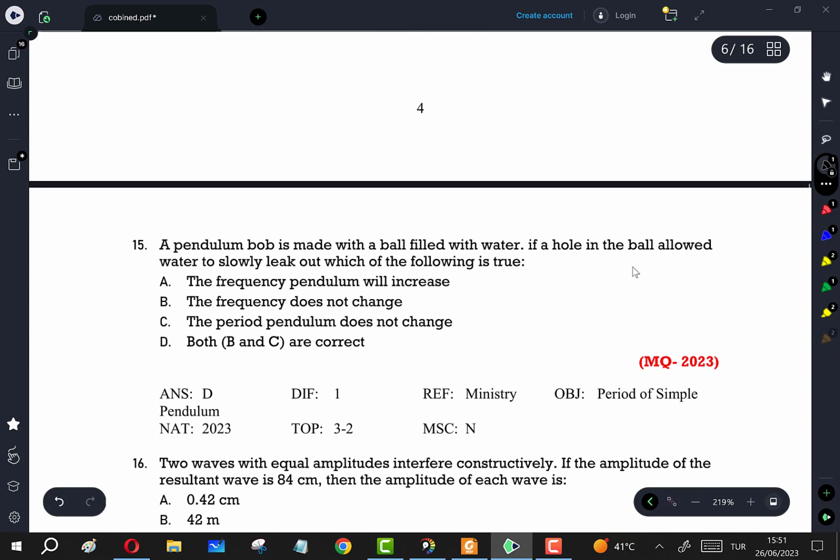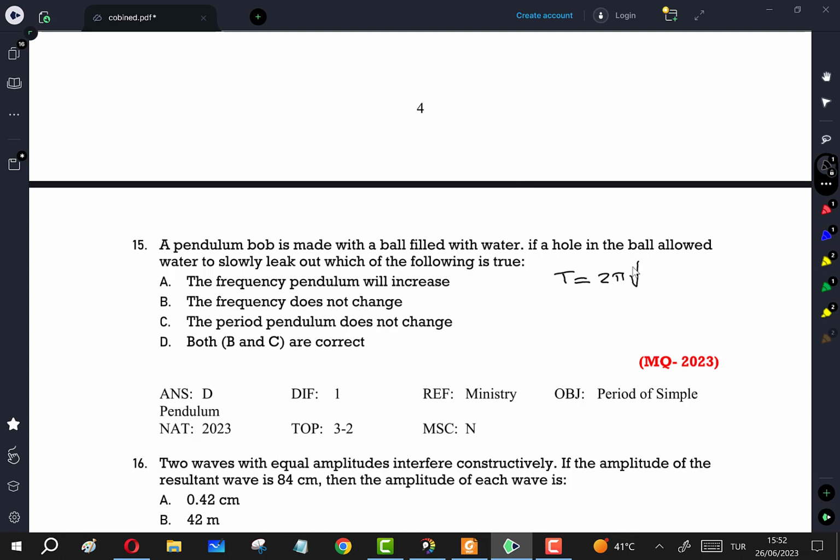Question number 15. A pendulum is made with a bowl filled with water. If a hole in the bowl allowed water to slowly leak out, which of the following is true? Frequency of the pendulum increases, frequency doesn't change, period of the pendulum does not change. We know that period of simple pendulum just depends on 2 pi root of length of the pendulum divided by free fall acceleration. And period of simple pendulum is independent of mass, because when the water slowly leaks out, mass decreases.